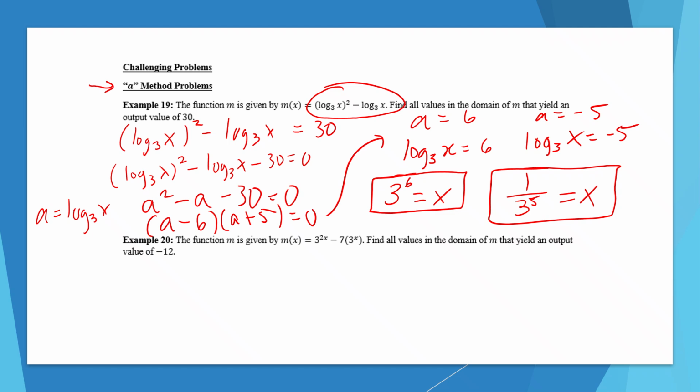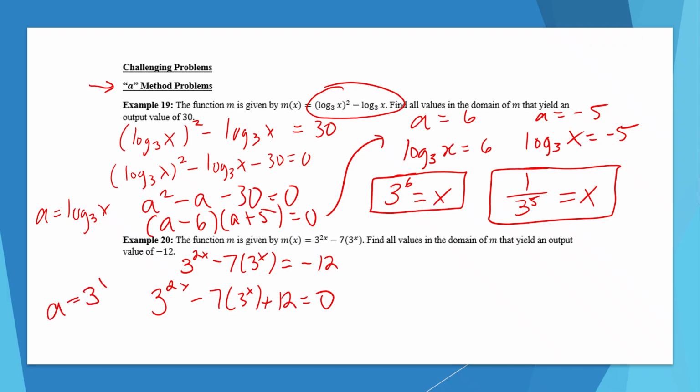So here, setting them equal to each other, I have 3 to the power of 2x minus 7 times 3 to the power of x, and I want to see, where does this equal negative 12? I'm going to add 12 to both sides. So once I have that, I'm going to use the a method again and replace a with 3 to the power of x. Now notice how it's not 3 to the power of 2x, because I'm going to rewrite this as 3 to the power of x, squared.